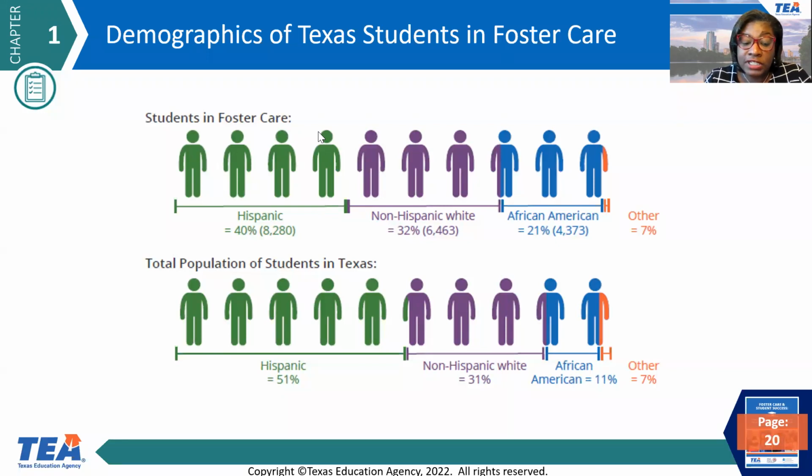And then we have 21% of African-American students removed from their homes. Resources about disproportionality and child welfare are on page 20. So this is very important information to have. And this graphic shows you the students in foster care based upon the total population of students within the state of Texas.